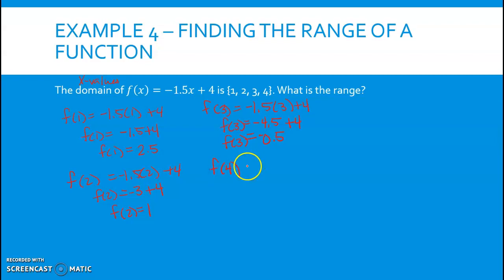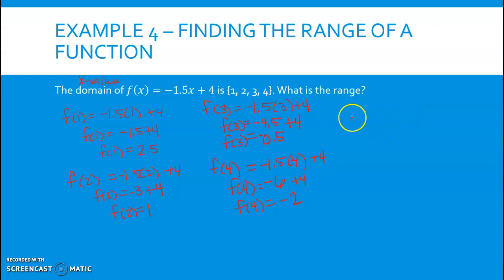Alright, so f of 4 would equal negative 1.5 times 4 plus 4, and negative 1.5 times 4 is negative 6. So now we have f of 4 equals negative 6 plus 4. Negative 6 is bigger, so my answer is going to be negative, and then 6 minus 4 is 2, so negative 2. Alright, so those are all my answers, and then it says, but what is the range?